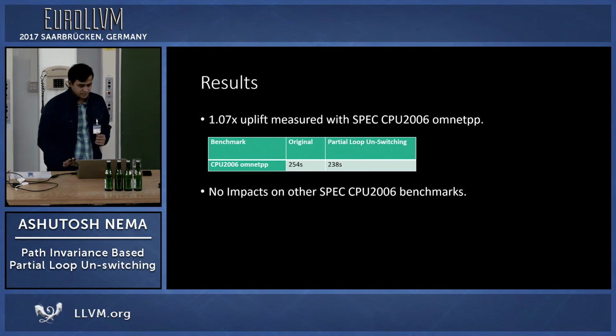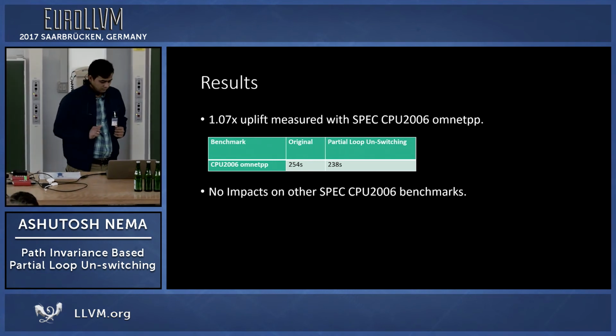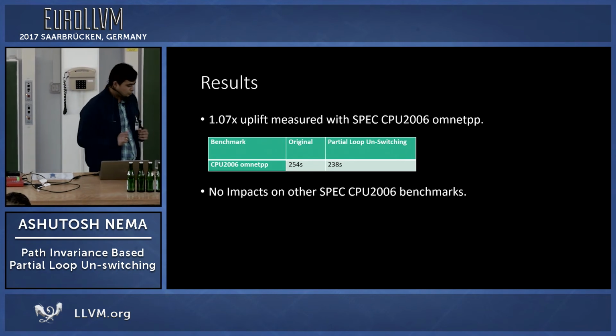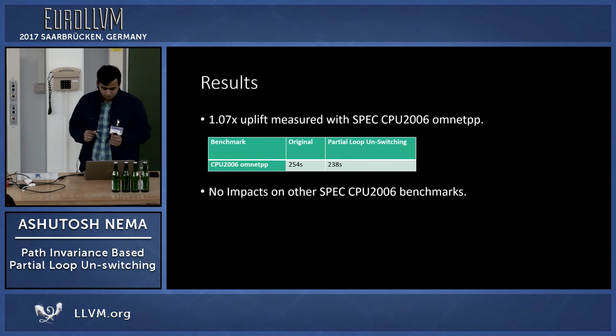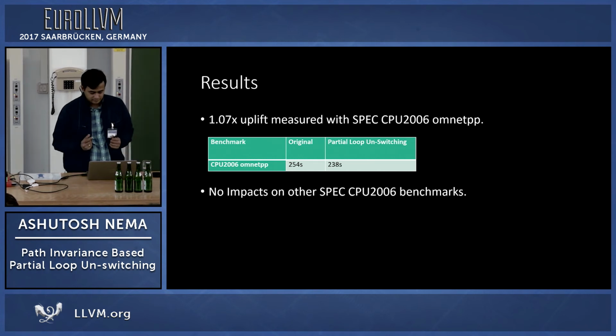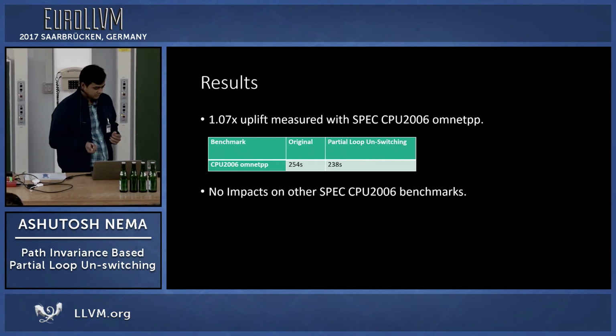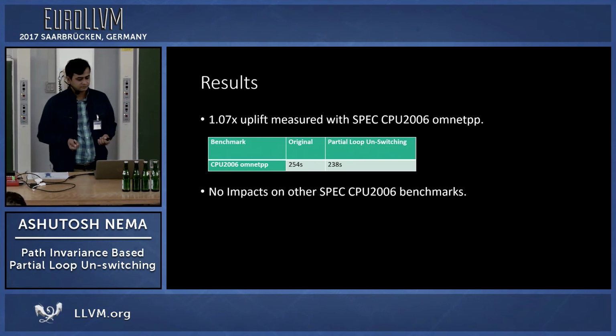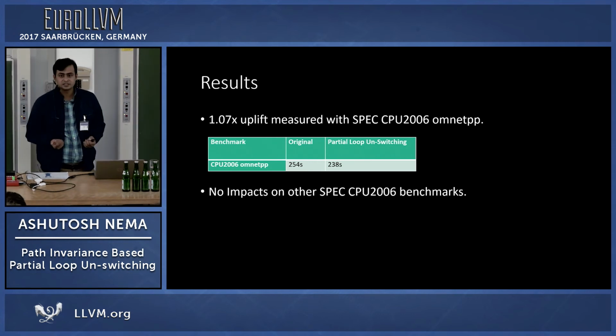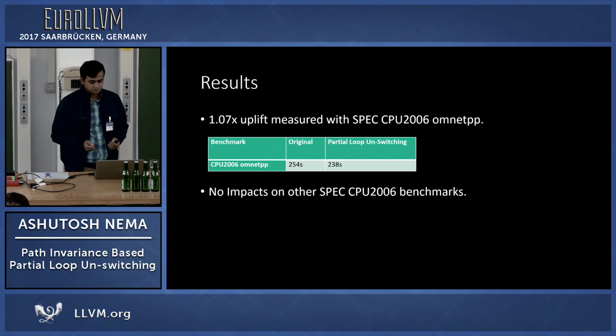So with this, I'll summarize. Loop unswitching applies when there is a loop invariant. In cases where there is no such possibility, we try to figure out whether there's a partial invariant, and for the partial invariant and its associated partial invariant path, we'll do the unswitch.